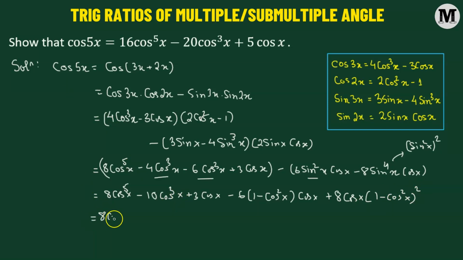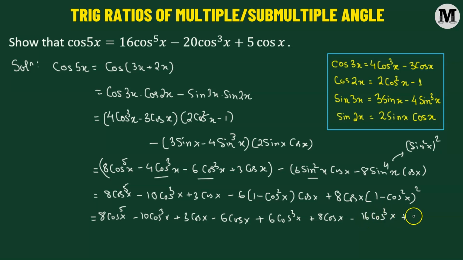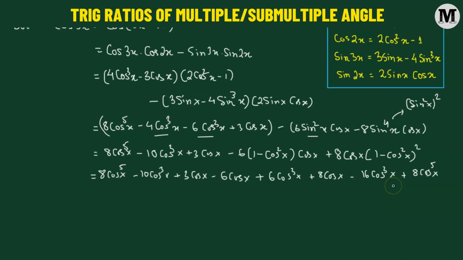Now we have 8 cosine x raised to the power of 5 minus 10 cosine cubed x plus 3 cosine of angle x minus, so 6 times 1 times cosine x will give us negative 6 cosine x. Then we have positive 6 cosine cubed x. Then we have 8 cosine x multiplied to 1 minus cosine squared whole squared. So that will be 8 times cosine of x minus, we will have 16 cosine cubed x and plus 8 cosine x raised to the power of 5. Okay, so let's further simplify.